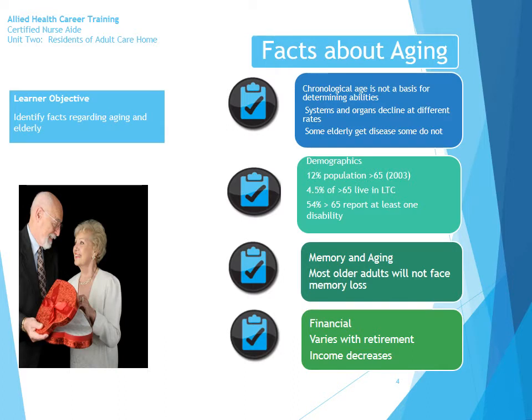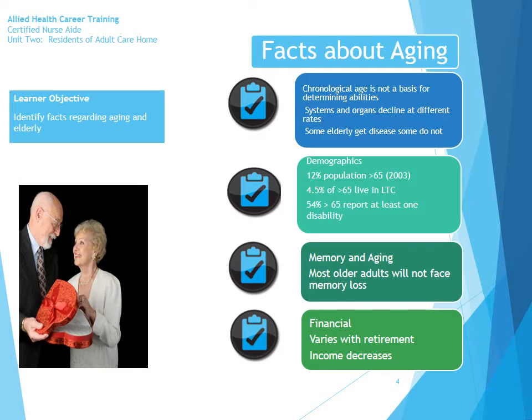There are more and more people that are having to turn to long-term care or other alternatives to long-term care because of those disabilities, such as 54% of those over 65 report having at least one disability. So different disease processes such as heart failure, lung issues, having arthritis, different things like that are happening to these people, but only 4.5% of them live in a long-term care facility.